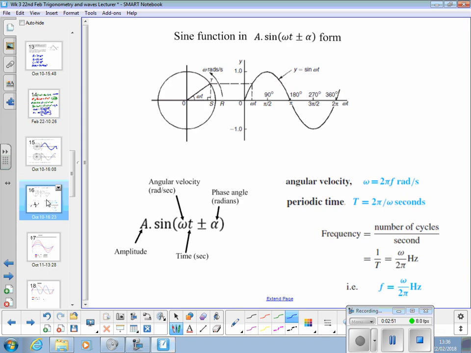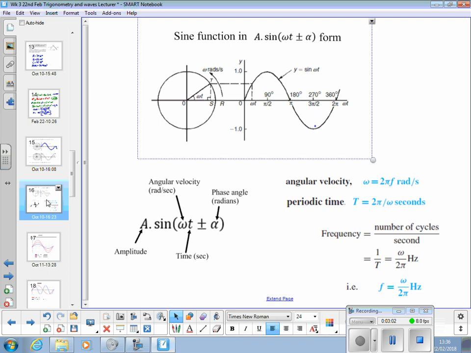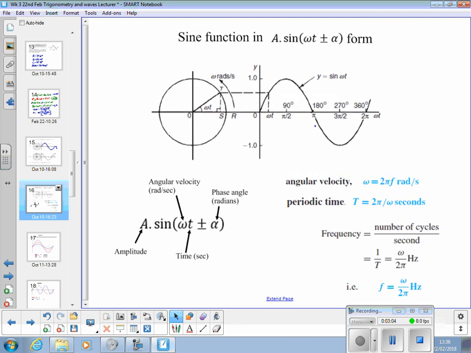Now, the major function in this session. Let's take a look at some of the terms involved. Try and make that a little bit bigger, clearer. So, like I said, talk about the angle going round anti-clockwise.